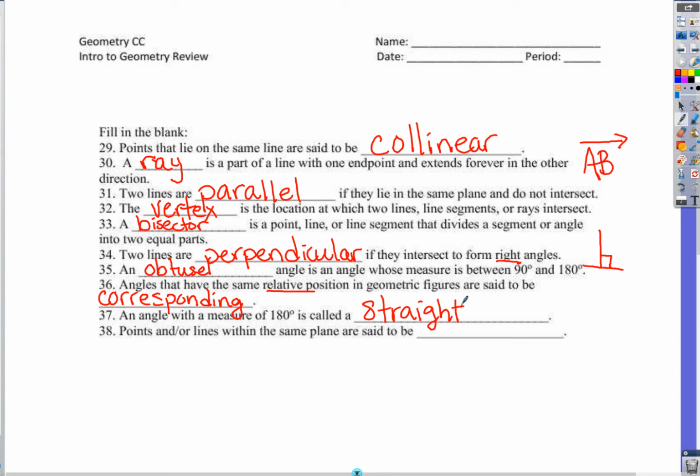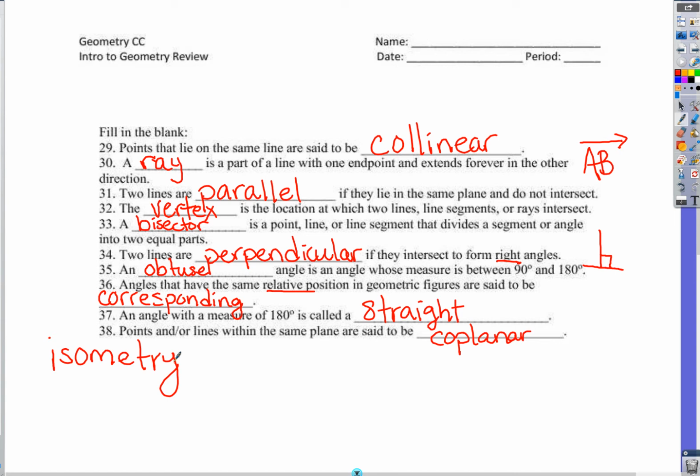Okay? 38. Points and or lines in the same plane are said to be what? Coplanar. One vocabulary word that's not on here that I want to add is an isometry. What's that word again? This one? Yeah. Coplanar. C-O-P-L-A-N-A-R, coplanar.